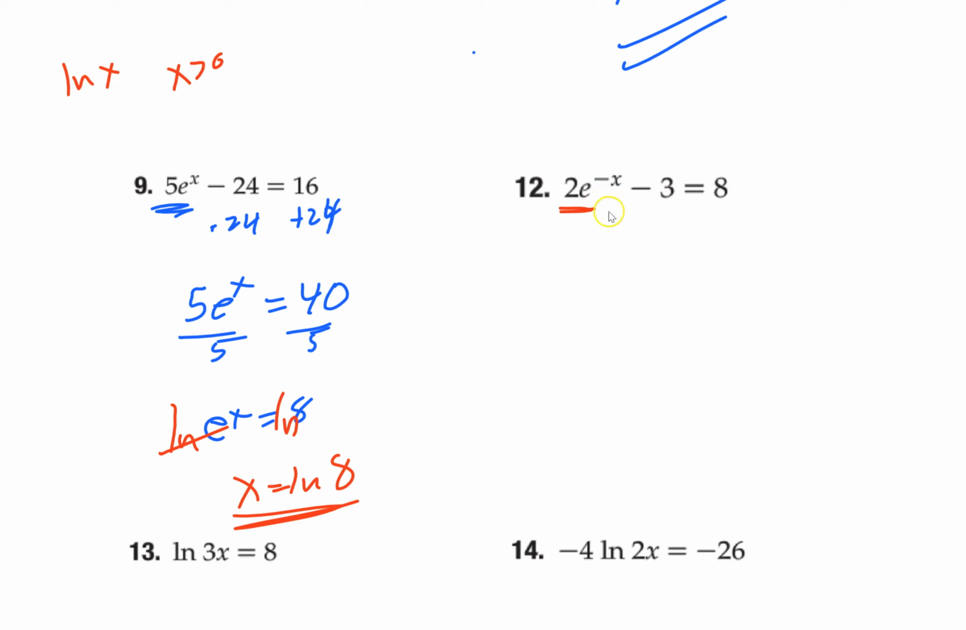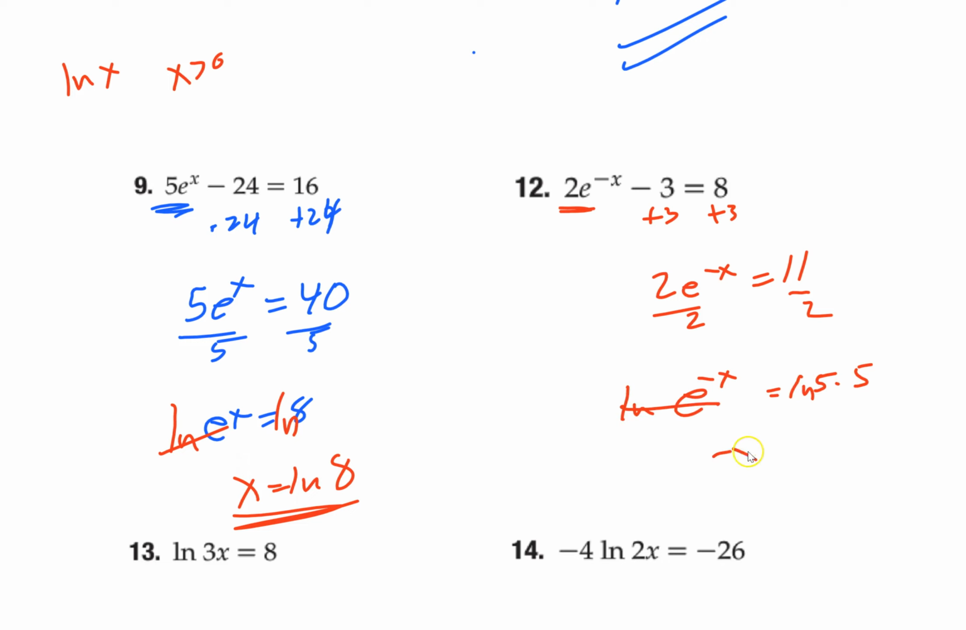Let's get e by itself. So let's add that 3 over. Now we're going to divide by 2. I don't care if you leave it as 11 over 2 or if you want to reduce it to 5.5. We can get rid of the e, so let's take the natural log of both sides. Negative x equals natural log of 5.5. Then we could divide by negative 1. Now this is cool still. The inside can be negative. Outside natural log could totally be negative. You can have a negative answer, you just flip it along the vertical axis.